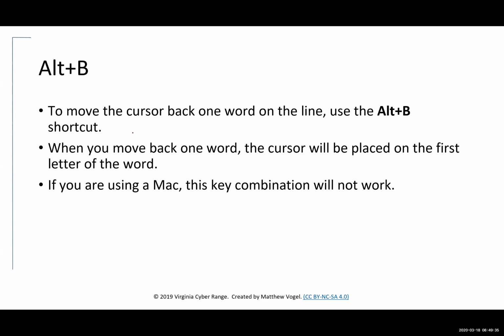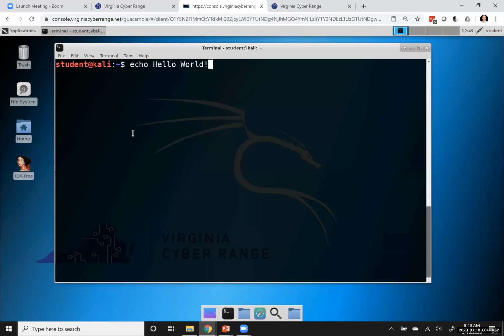Alt B is going to move the cursor back one word, to the first letter of the previous word. So if I hit Alt and B, it brings me back a word.